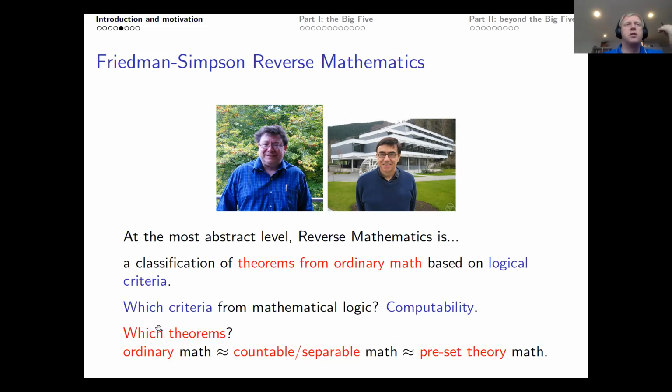And which theorems? Usually one studies ordinary math, which means math that is about countable or separable objects. So there are always countable approximations. And this is close to the math that was done before or independent of set theory. So this is ordinary math, as mathematicians would do it, countable or countably approximable, and not too much set theory, although sometimes we touch on that. All right.